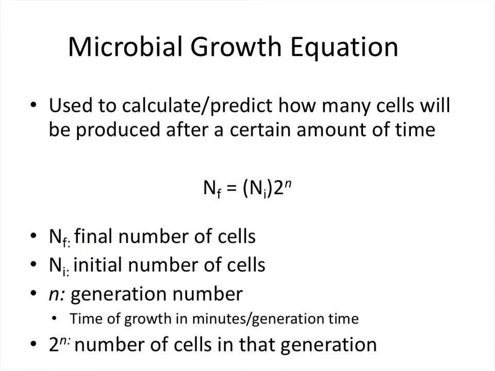Ni will be a given. And then little n, the generation number, equals the time of growth in minutes divided by the generation time. These will also always be given to you. So your job will just be to take the number of initial cells and multiply that by 2 raised to the n. You will need to figure out little n, then take 2, raise it to the little n, and multiply it by Ni. And that's all you have to do. I'm just going to write out a few helpful terms here on this slide, and then we're going to walk through an example on the next one.